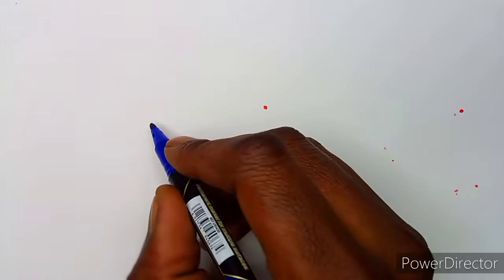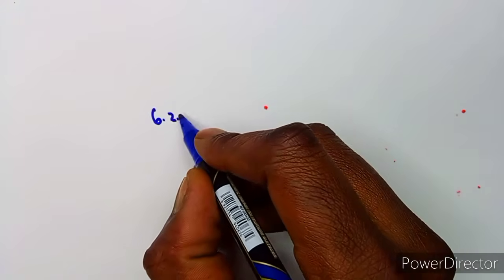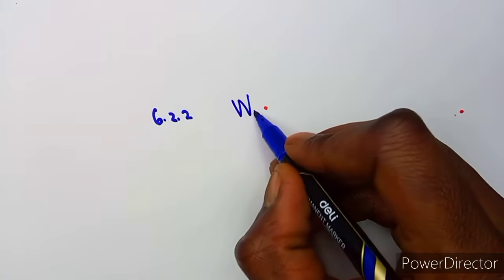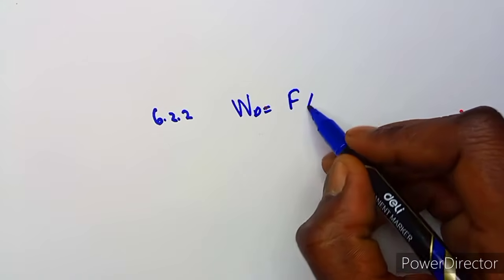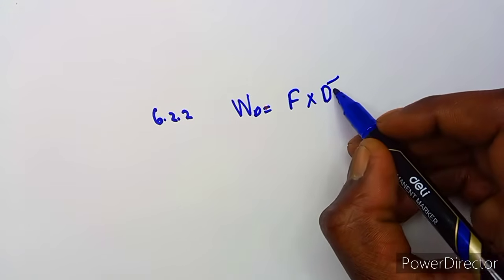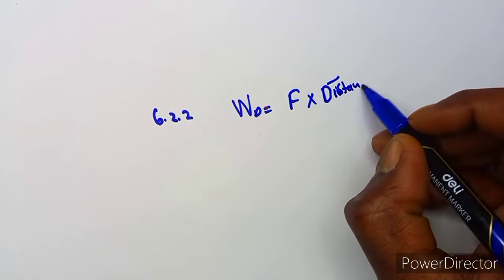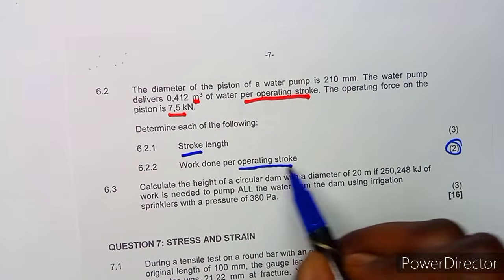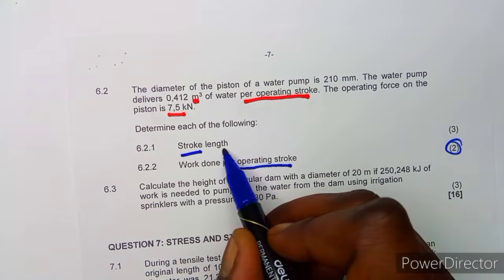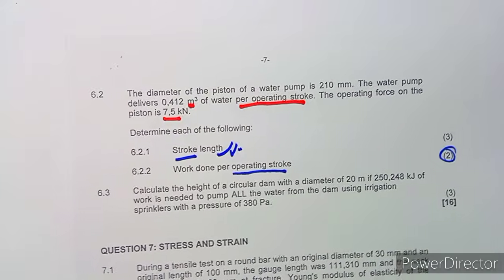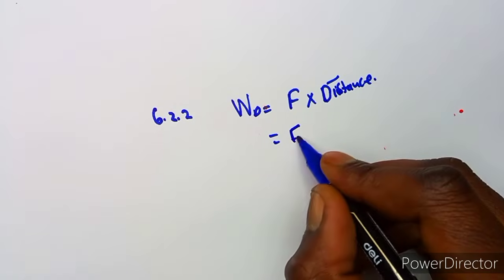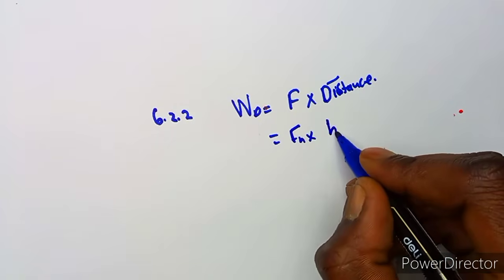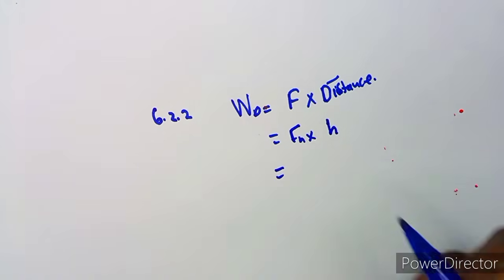Remember, work done, that's 6.22. Remember, work done is equivalent to force times distance. So in this case, the distance that we are talking about is the height, which is the stroke length, because we are talking of the operating stroke, which means it's going to use the stroke length. So that is going to be F times the stroke length, which is H, or just SL for stroke length. Okay, and we listed all this information.